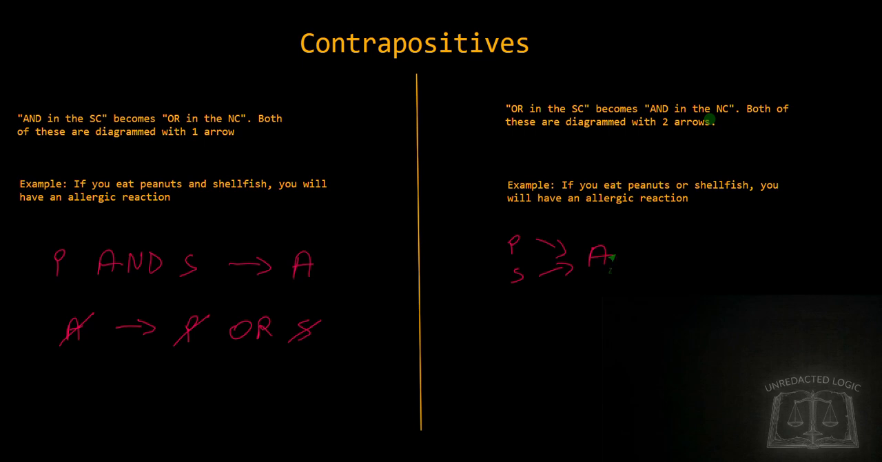The contrapositive, again, reverse and negate. If you do not have an allergic reaction, then you did not eat peanuts and you did not eat shellfish. Okay. Here there's an or, but we don't need to write it down because we have two arrows, and this one is an and, but again, we don't need to write it down because we have two arrows.